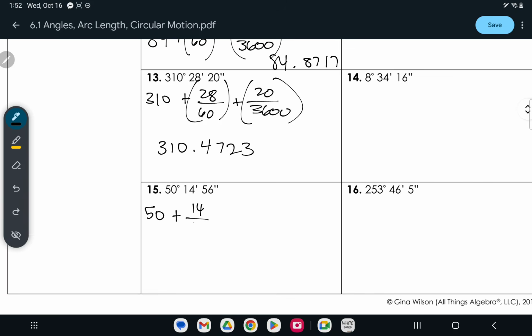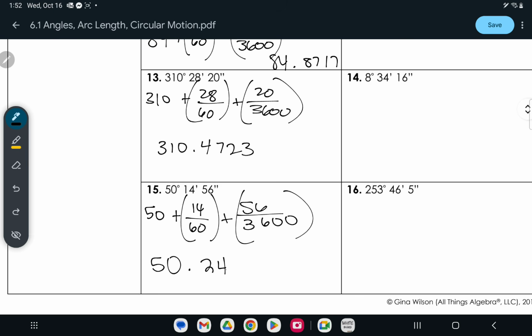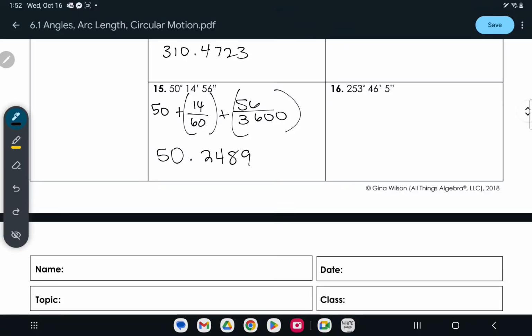50 plus 14 over 60 plus 56 over 3600. Parentheses around it, and it'll give us 50.2489. Right.